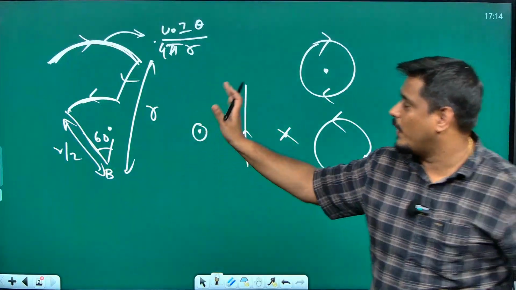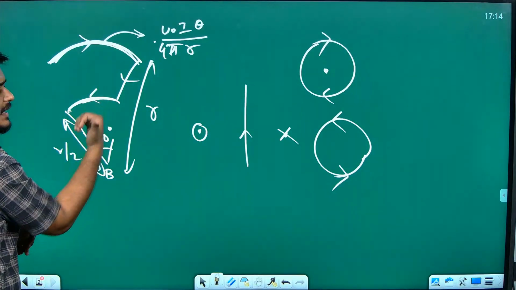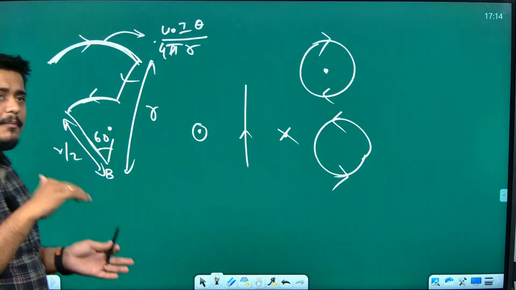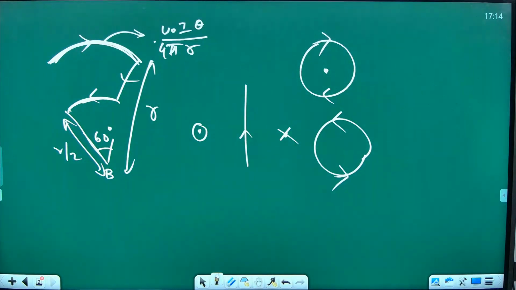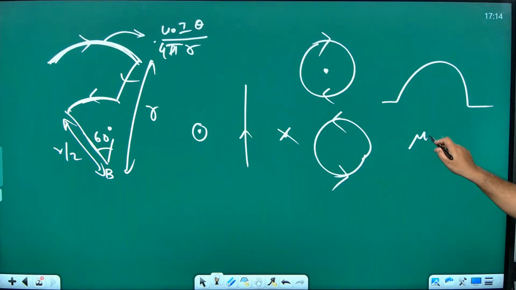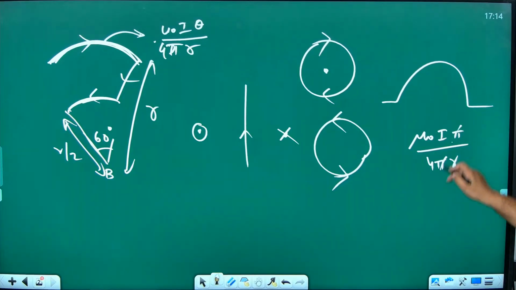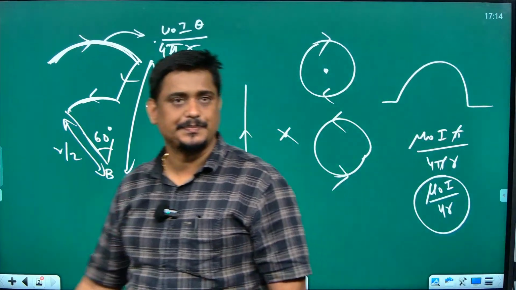So here, one part the magnetic field is into the plane, one part magnetic field is out of the plane. So B1 minus B2 will give you net B. Expect this kind of questions to come. Or questions like semicircular arc, that is more simpler. So theta will become equal to pi radians. So if you put pi here, mu naught into I into pi divided by 4 pi r, pi gets cancelled. Obviously mu naught I by 4r is the magnetic field due to a semicircular arc at the center.